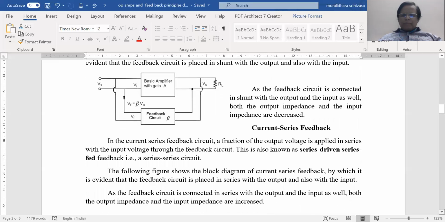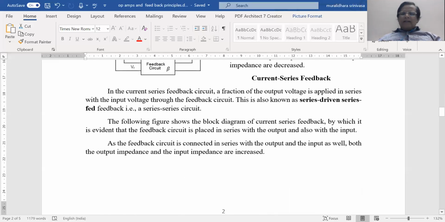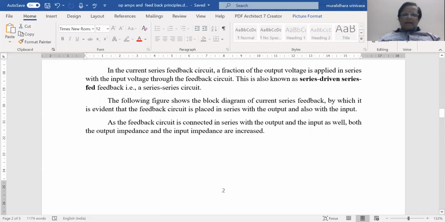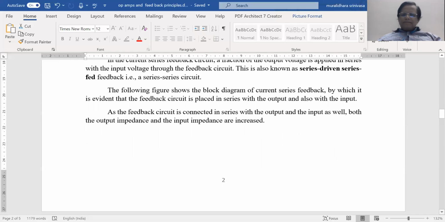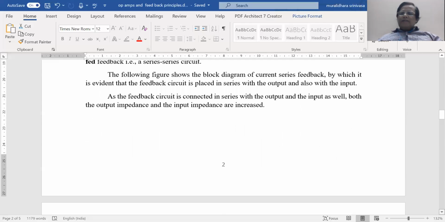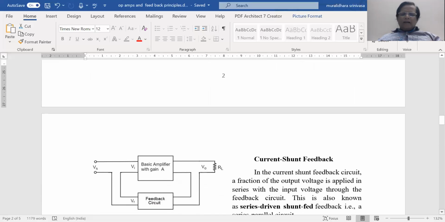Okay. So then we come to the current series feedback. In current series feedback, a fraction of the output current is applied in series with the input voltage through a feedback circuit. This is also known as series driven, series fed feedback. It's a series circuit. When it's a series circuit, let us make the conclusion: input impedance as well as output impedance are increased.